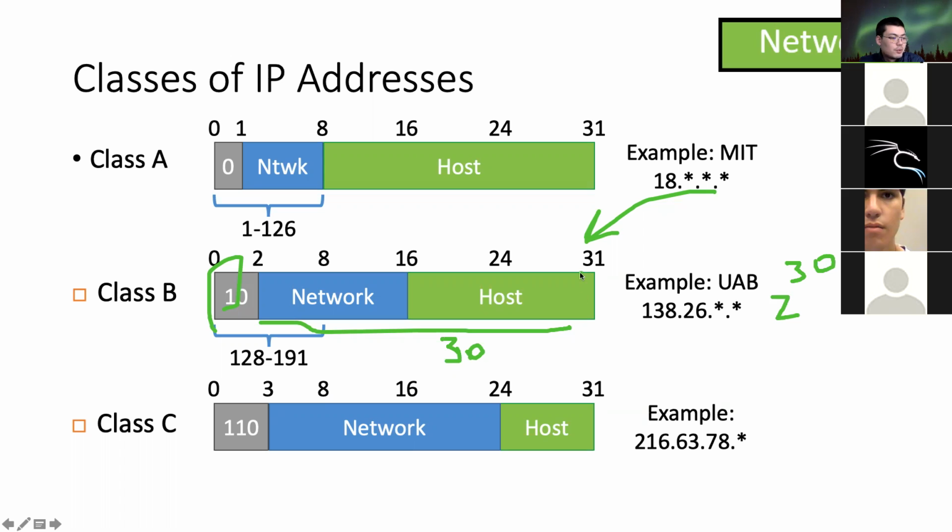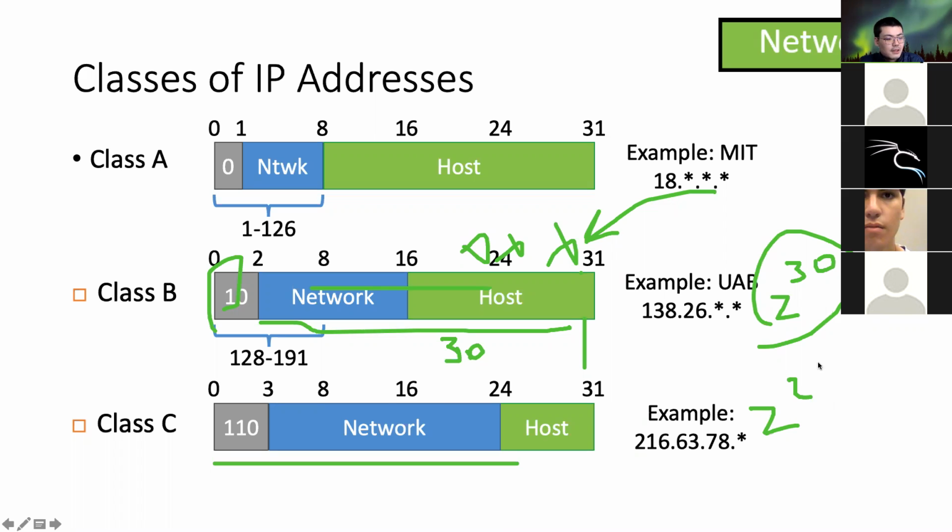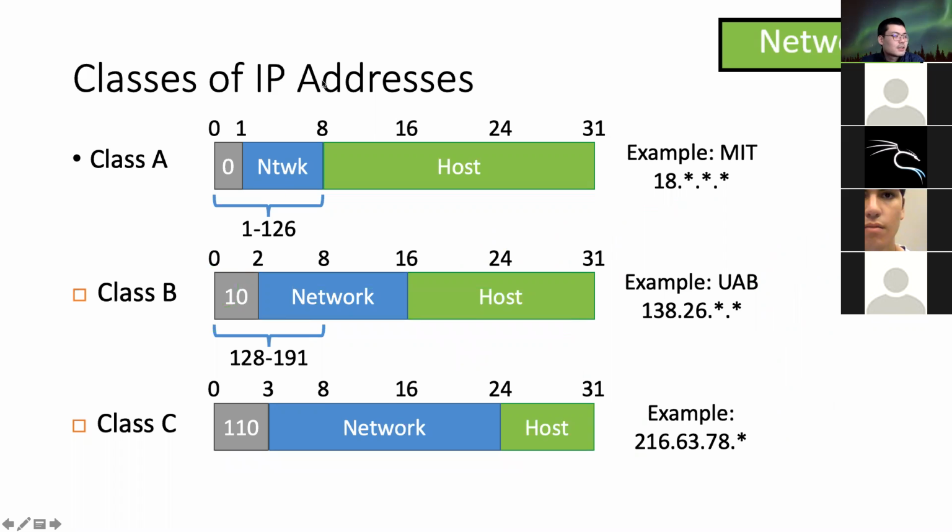Because each bit can be 0 or 1, and we have 30 flexible bits. You can say these are flexible bits, and this is 2 to the power 30. And if I ask you about class C, it's 2 to the power 29. So you need to know how many IP addresses are there in each class.